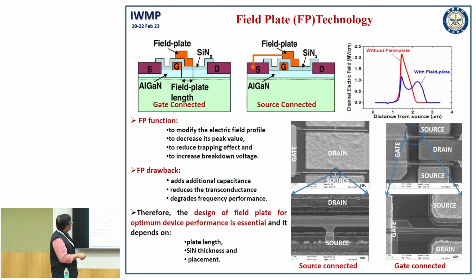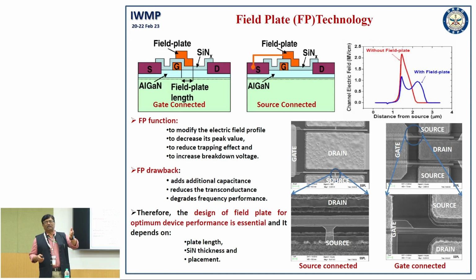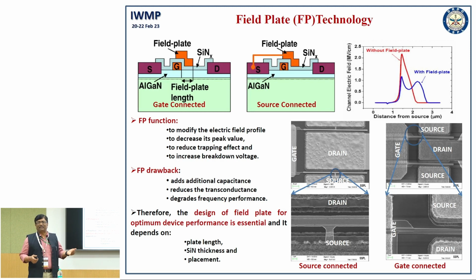So, field plates, as I told you, the electric field between gate and drain at the gate edge toward drain is maximum, and the order of electric field is around 4 to 5 megavolt per centimeter. So, that is how my device breakdown comes around 50 volt, 60 volt. To enhance this you have to reduce the peak of this electric field.